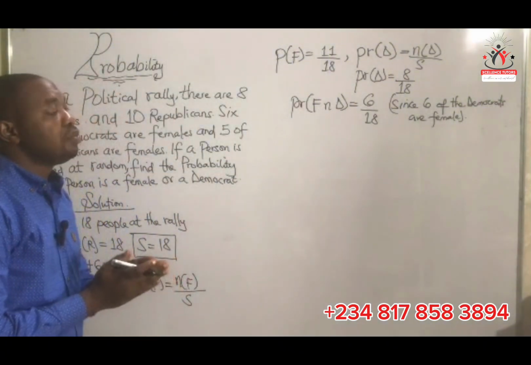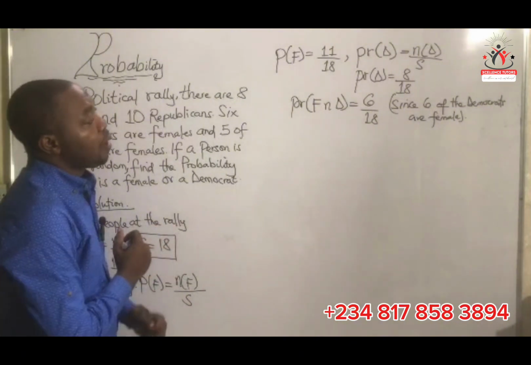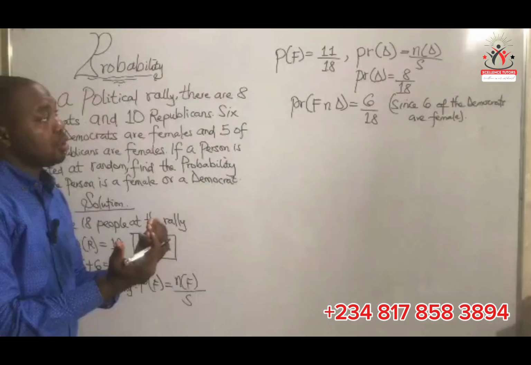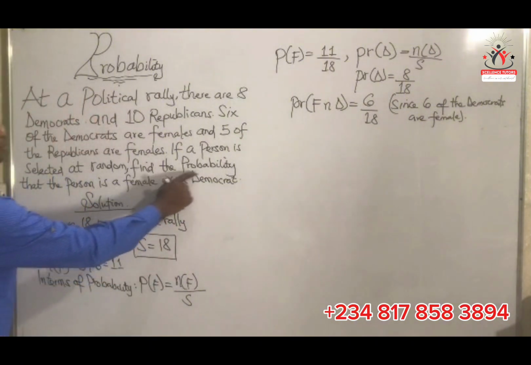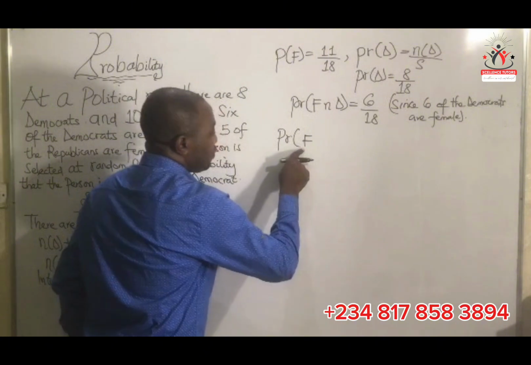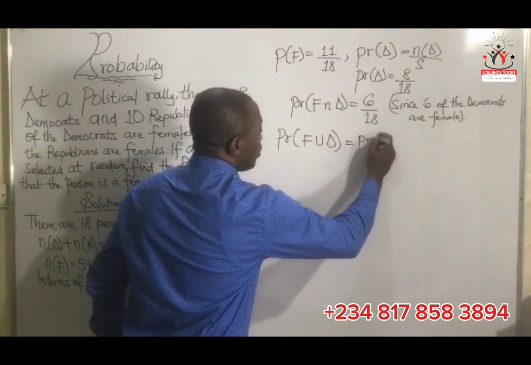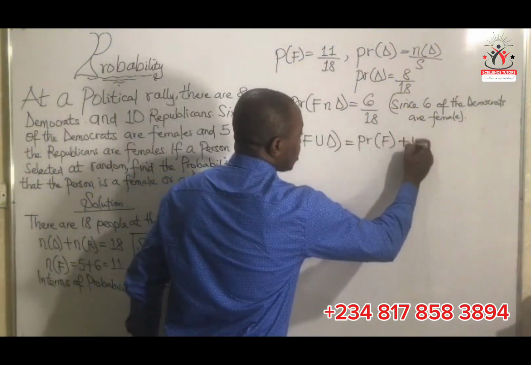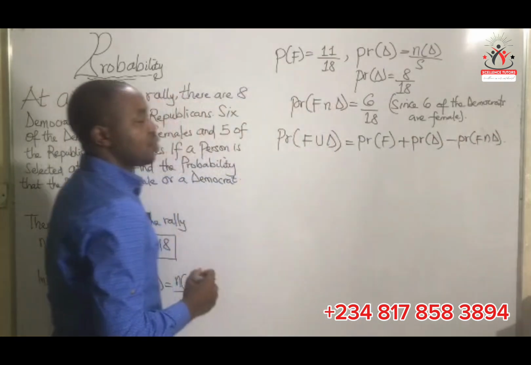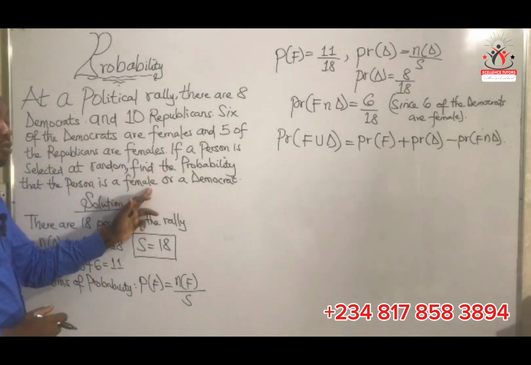Again, this is not a mutually exclusive event, since the two events have a point in common. So we want to find the probability that the person is a female or a Democrat, which means we are going to consider the probability in common. The probability of female union Democrat equals the probability of female present at the rally plus the probability of Democrats present at the rally minus the probability of female intersection Democrats. This is what we are looking for.